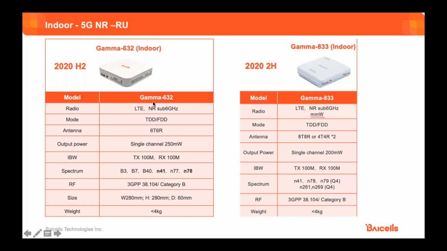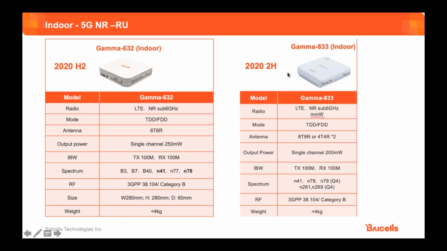The antenna right here is 6T6R, a built-in antenna: 6 transmitters, 6 receivers, and the single channel is 250 milliwatts. And the new frequencies that we're introducing are N41 and N78. N41 is the educational broadband 5G, not 4G. Whenever you see N, it's 5G. N78 is the C band, which goes from 3300 all the way to 3800, which includes the CBRS 3.55 to 3.7 gigahertz. So you can have LTE and 5G working on this radio right here.